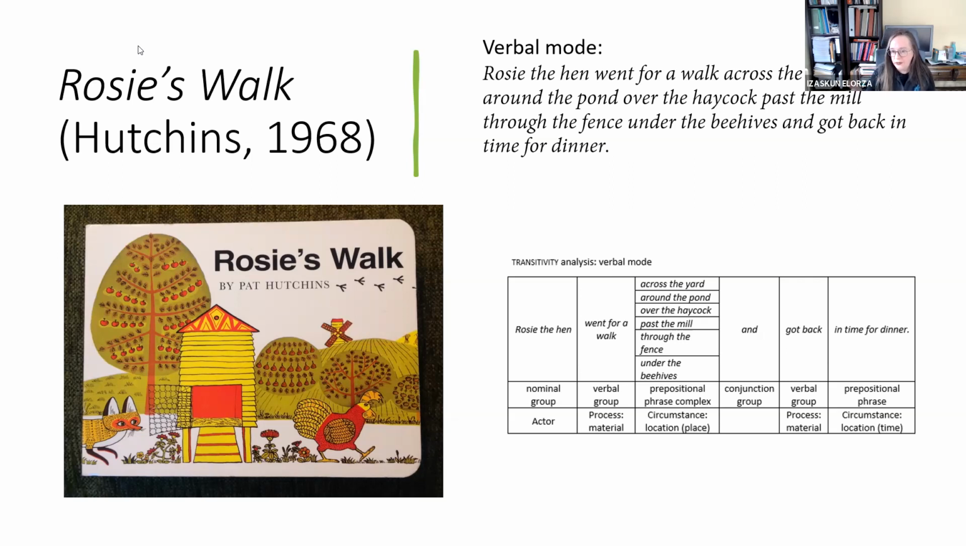Here you have a transitivity analysis of the verbal mode. I'm not concerned with different approaches to this transitivity analysis. We have an actor, which is Rosie the hen. As you can see, we have two clauses there, two ideas. Rosie the hen went for a walk, and we have a lot of circumstantial information indicating the places where she has been to. And then we have another idea, another clause linked to the first one, saying that she gets back in time for dinner, as easy as that.